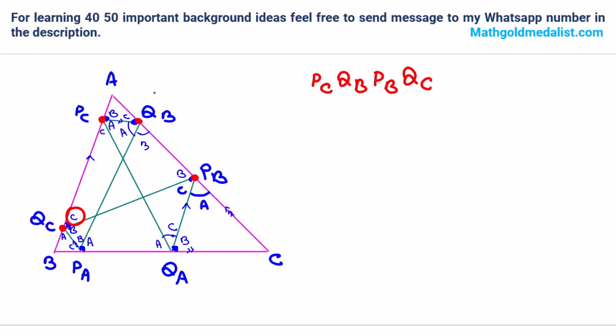And do you agree we can say also QB, PB? Let's see, can we prove this one? If we consider these four lines, it is C, this one is C. Do you agree these four points are also cyclic?